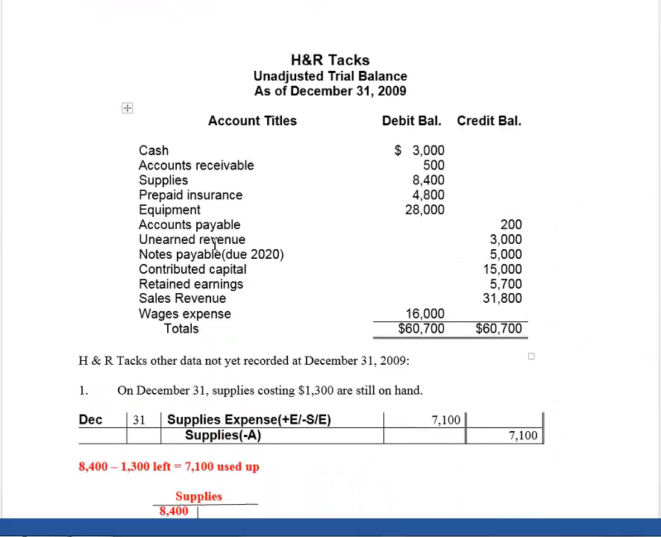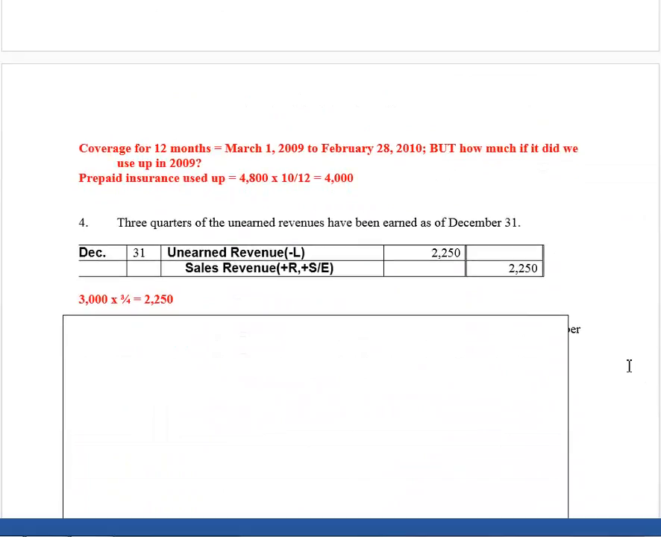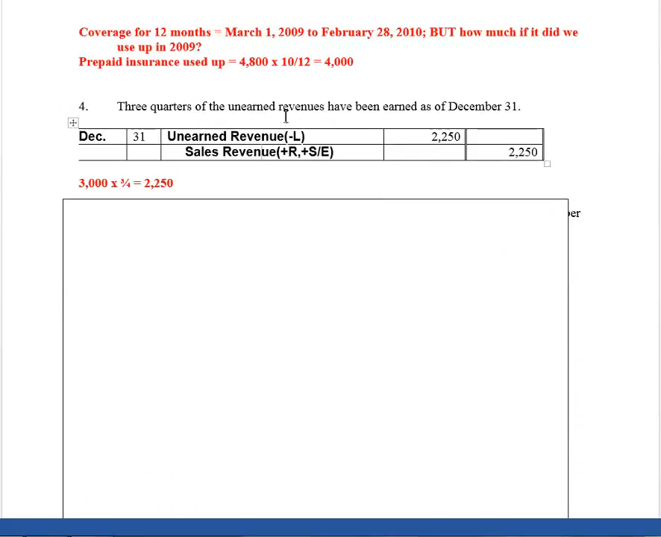If we go up here, unearned revenue, $3,000. But we used up or earned 3/4 of that unearned revenue. So 3/4 of 3,000 is $2,250. So that means I have to reduce my liability by $2,250 and book sales revenue during the period of $2,250.